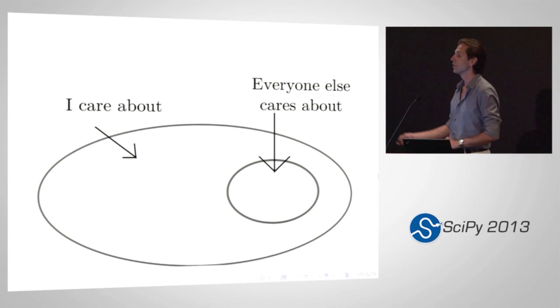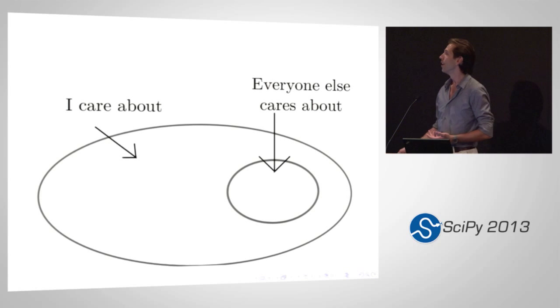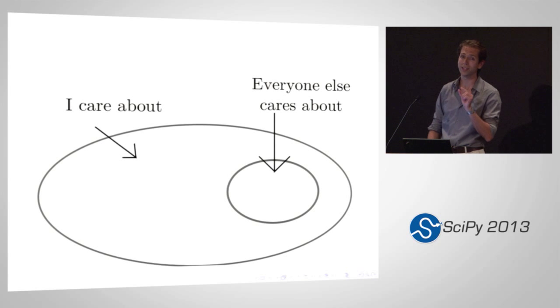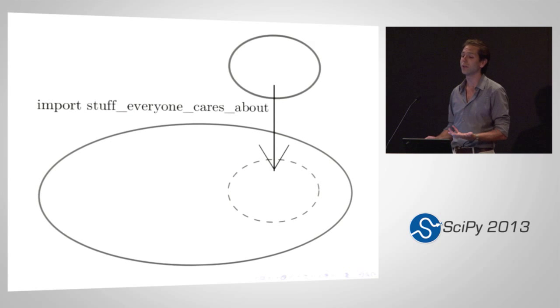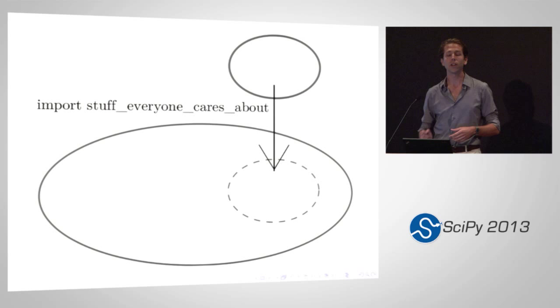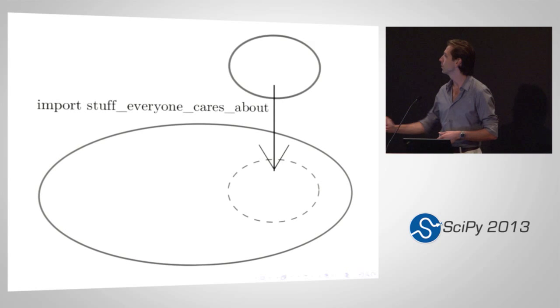Okay, so this is my code, this oval. My code looks like this, it's very pretty. There's stuff I care about, which is the whole thing, and stuff that everyone else cares about, which is this small thing, because you guys don't care about the same things that I care about. So what do I do? I move it outside, and I import it. If there's one message in this talk, it's please do this. Okay, please do this.